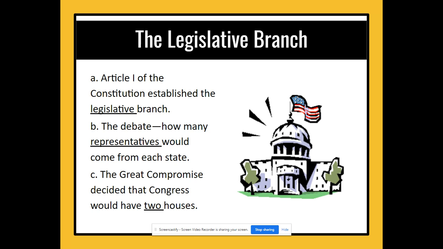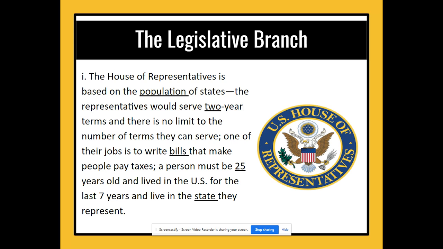The debate at the time was how many representatives were going to come from each state. The smaller states didn't want it to be based on population because they had less population. The larger states, that would really benefit them. And so they had to come up with a compromise in order to balance out that power and not make certain states stronger than other states. So the Great Compromise, which we discussed in a previous video, decided that Congress would be made up of two separate houses. The House of Representatives would be based on population of the state.